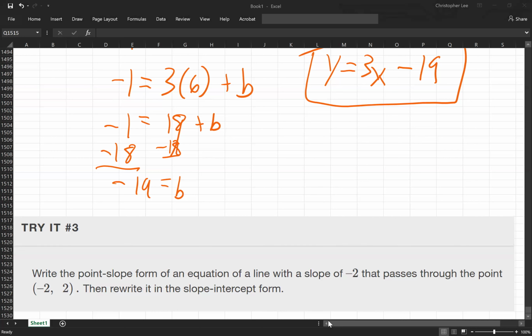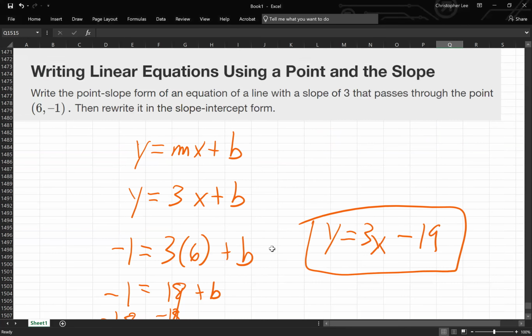-2, 2. Oh, the Y, I plugged it in because I'm given the point (6, -1). Hold on, wrong page. -1 is the Y.